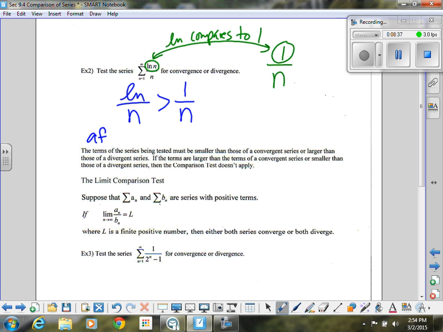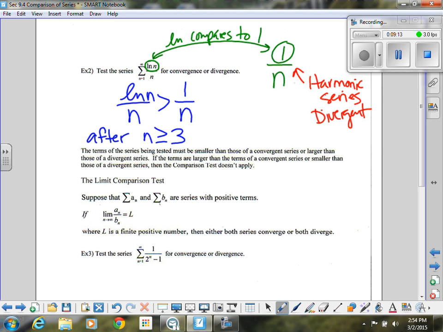And I'm going to put after so many terms. I believe it's for n greater than or equal to 3. Oh, I forgot my n there. Okay, so check me on that. Make sure it's 3. All right, but after 3 terms, that ln of n over n is greater than 1 over n. And what do we know about 1 over n? 1 over n is that harmonic series that we said was divergent.